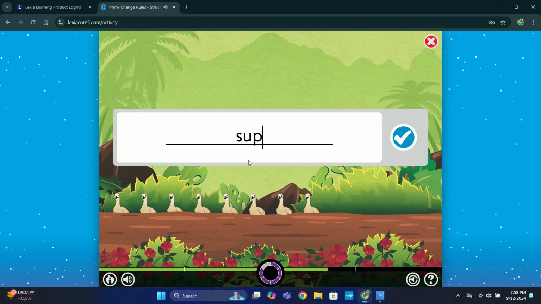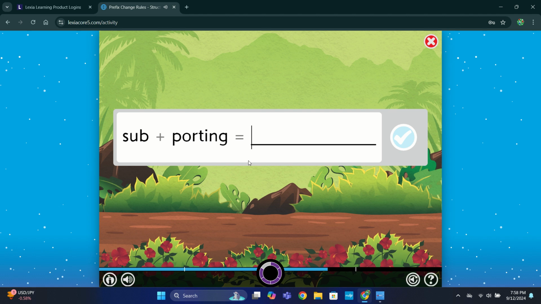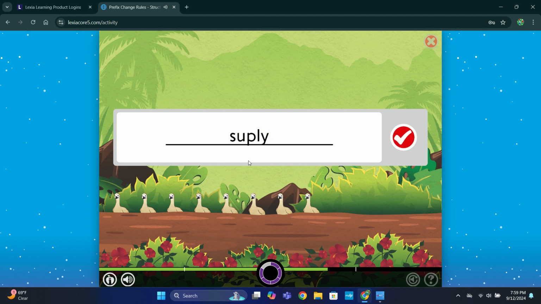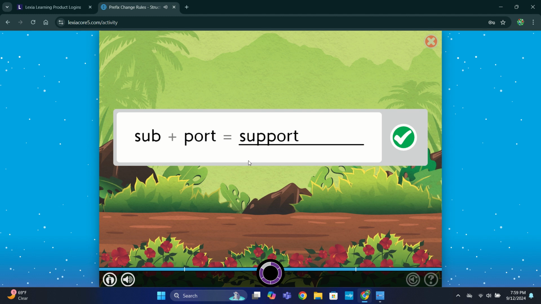Supply. The last letter of the prefix changes to the first letter of the root to make it easier to say. Supply. Support. Suppose. Supporting. Supply. The last letter of the prefix changes to the first letter of the root to make it easier to say. Supply. Suppose. Supporting. Support. Supply.